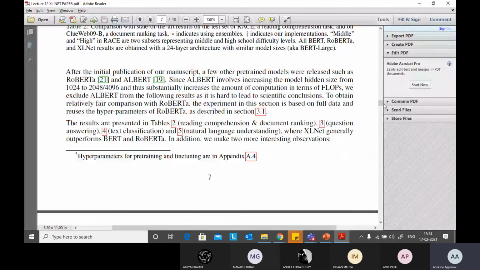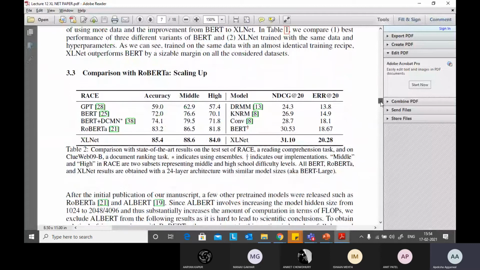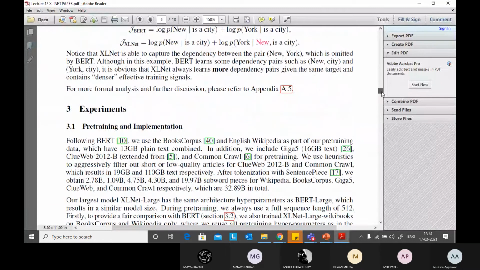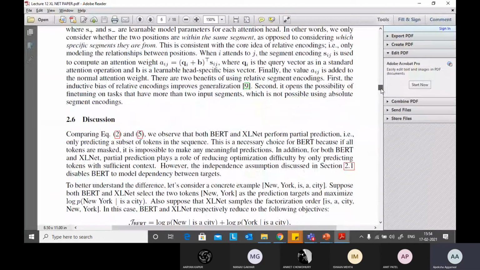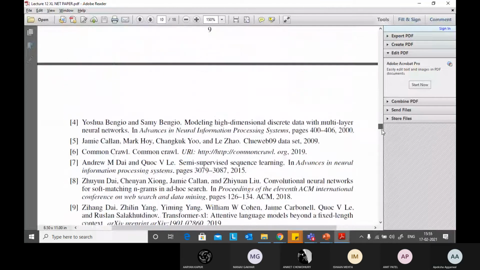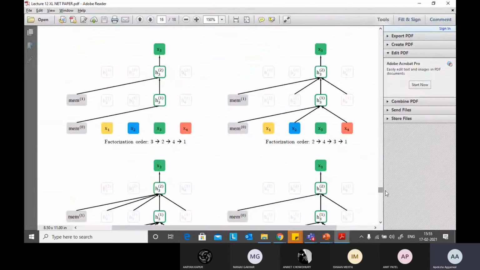Now let's have a look at it. They have proposed this architecture and compared it with many other models, and definitely XLNet was better. Yes, they have given an example. First of all, they have considered this factorization order 3241, and they want to predict, let's say, maybe the third word.